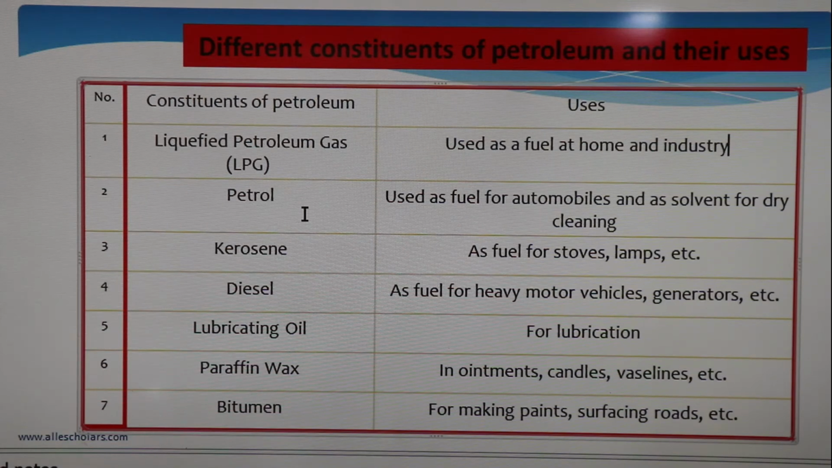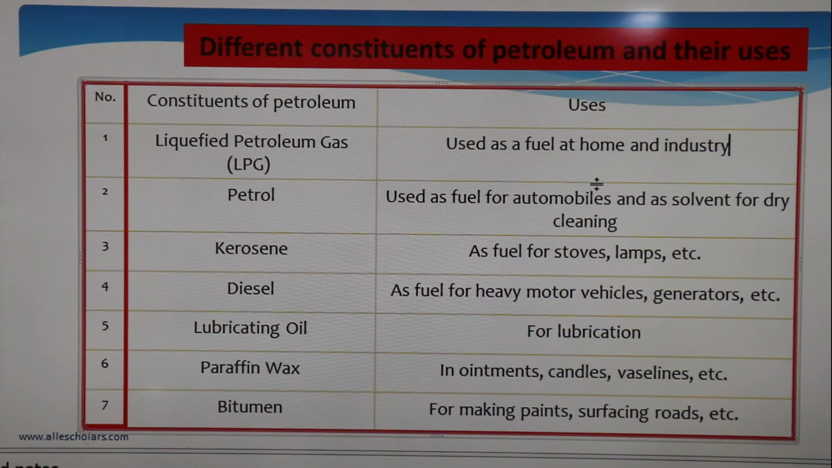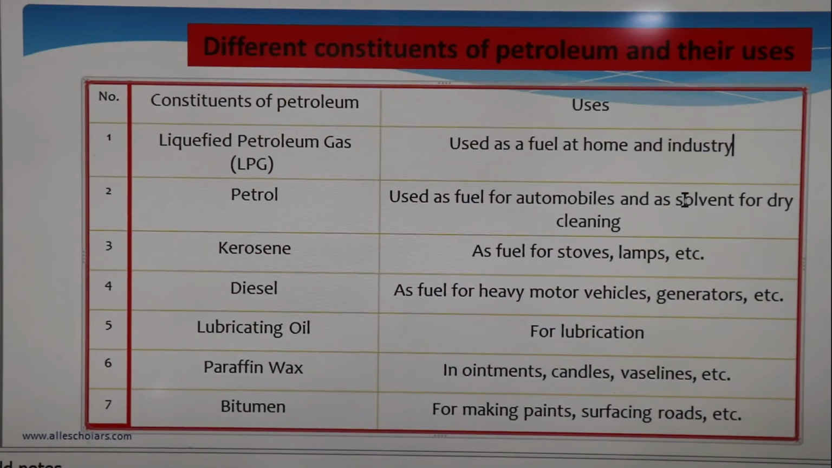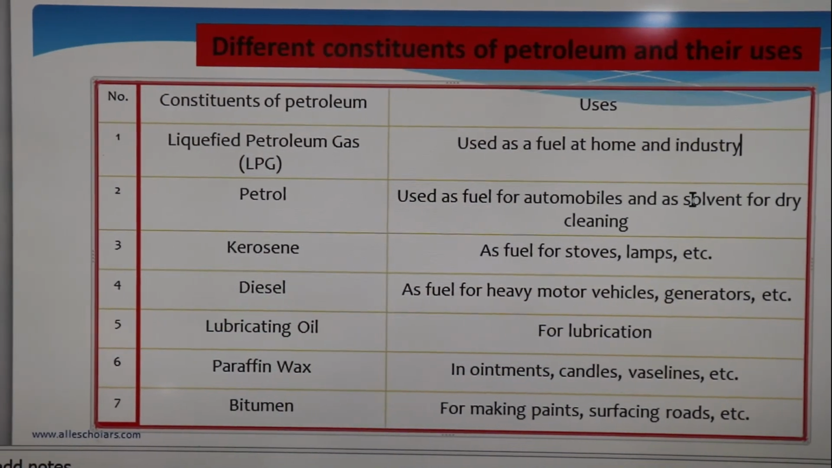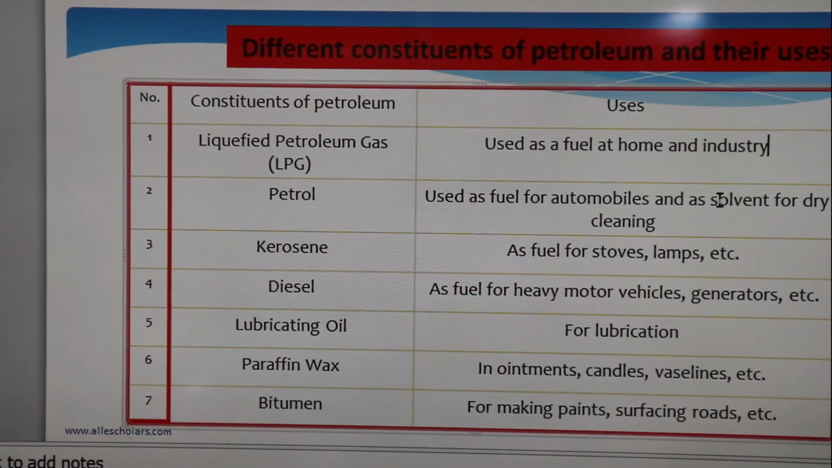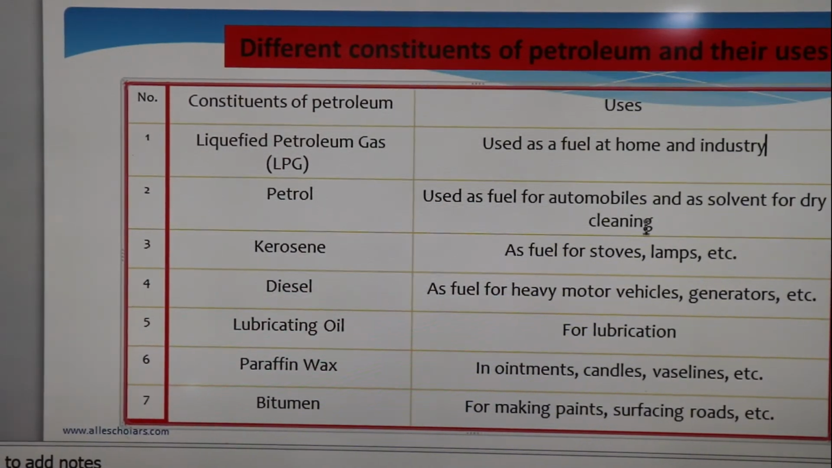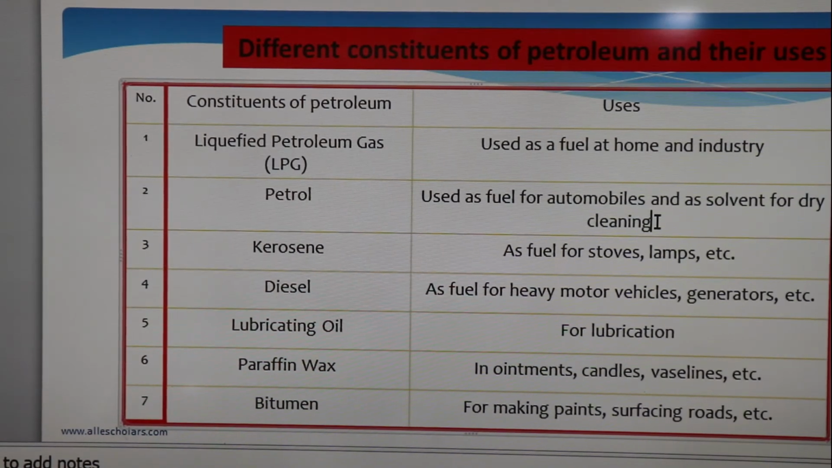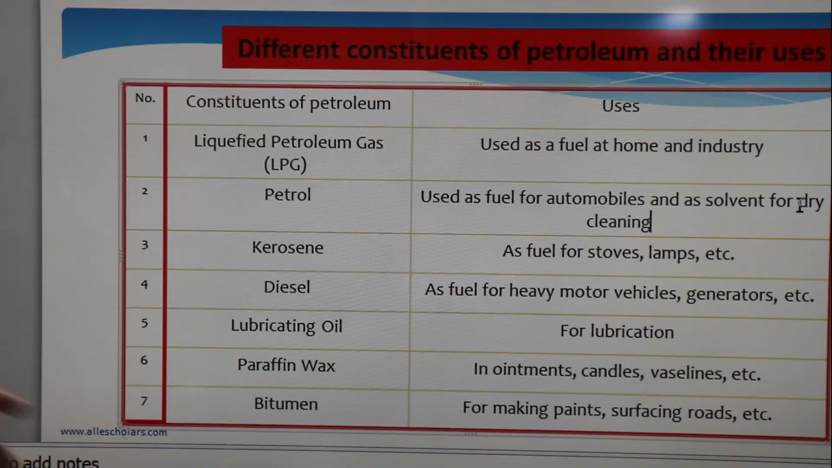Okay. Next is petrol. It is used as fuel for automobiles. We all know that we run our car, scooter and everything using petrol. So all the light vehicles use petrol. And it is also used as a solvent for dry cleaning. You must have heard that if some stain comes on your cloth or your winter clothes, especially the woolen ones, your blankets and all, they are washed using petrol. When you give clothes for dry cleaning, they don't use detergents, they use this petrol for cleaning the clothes.